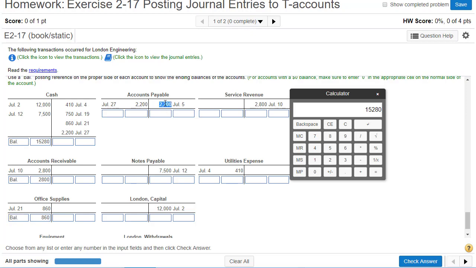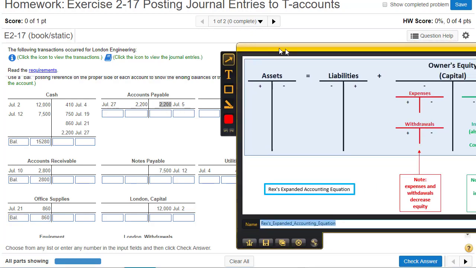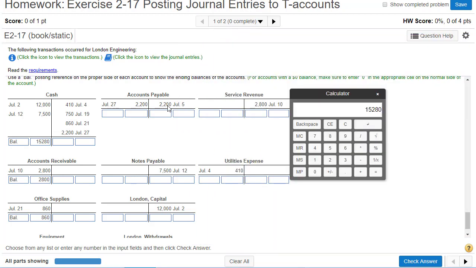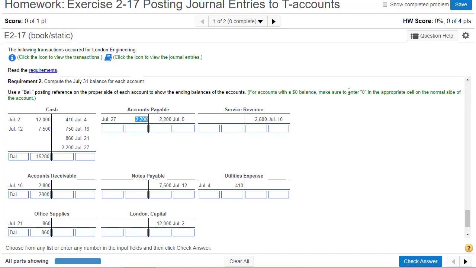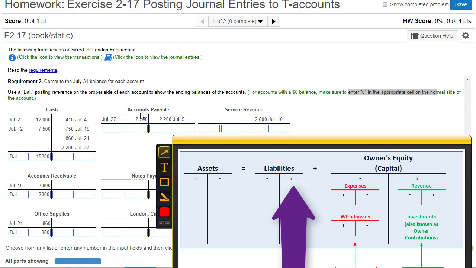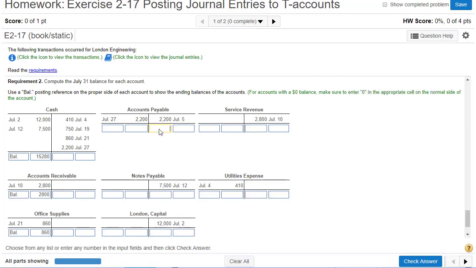Accounts payable, now remember, accounts payable is a liability. So the plus side is on the right side. So we originally had $2,200 of debt, and then we paid it off. So what's our balance now? 0. But which side do we put the 0 on? According to our instructions, enter 0 in the appropriate cell on the normal side. So the normal side just means the positive side. So liabilities, which is what AP is, has a normal balance on, obviously, the plus side. So we're going to put the 0 on the plus side and write BAL.